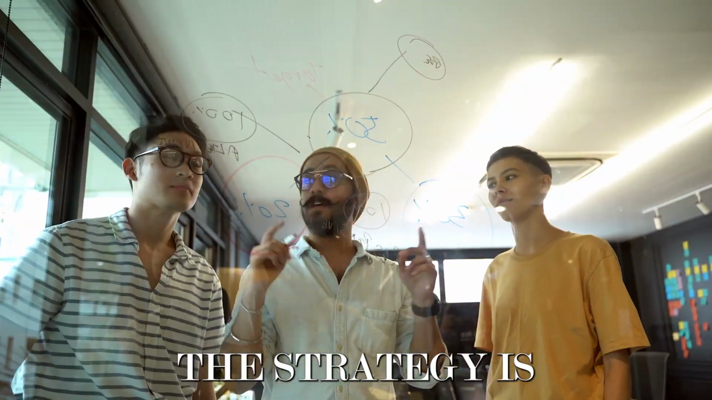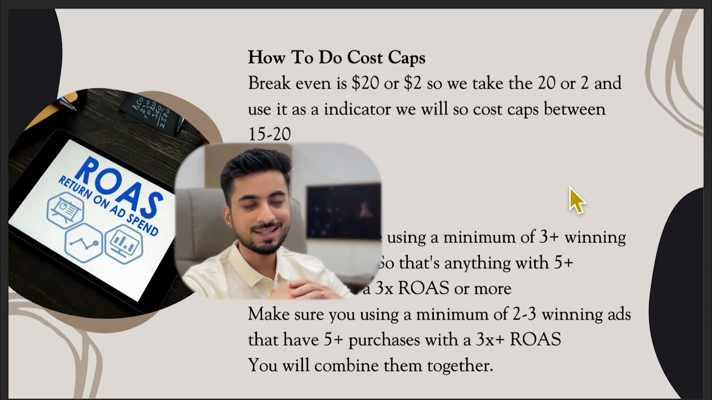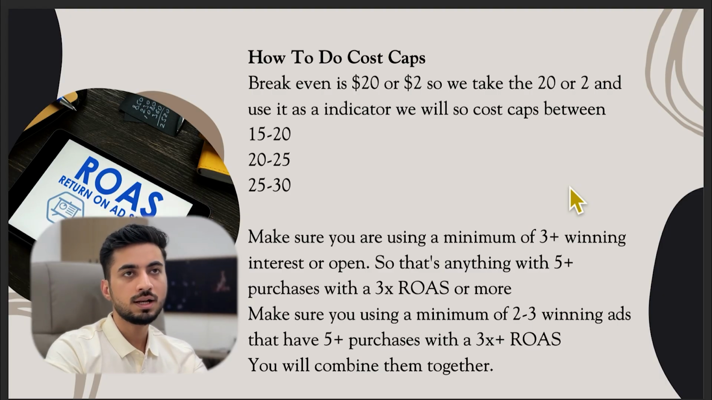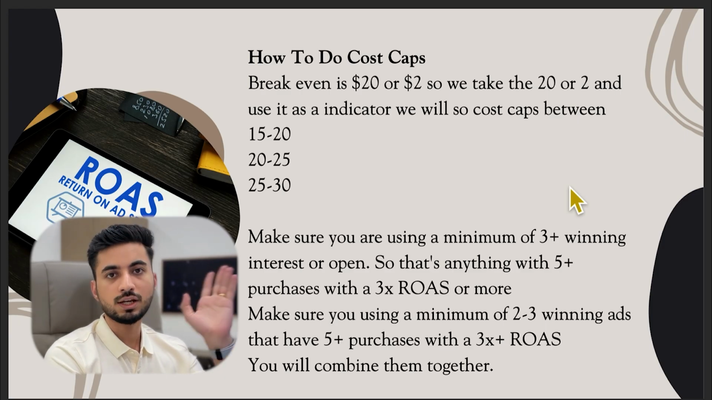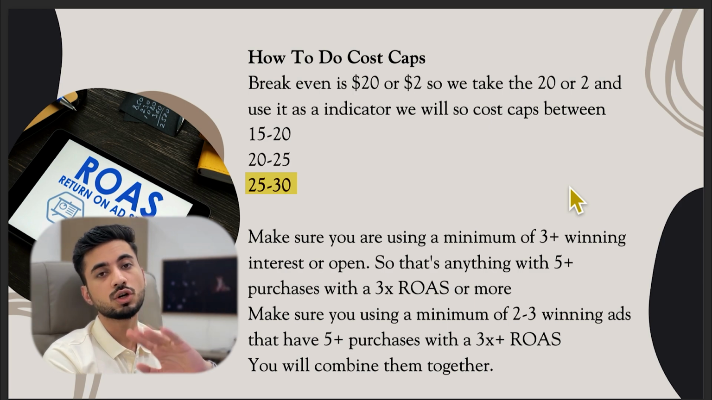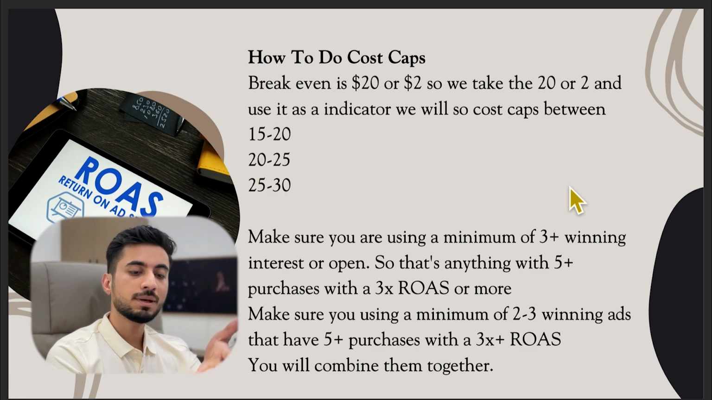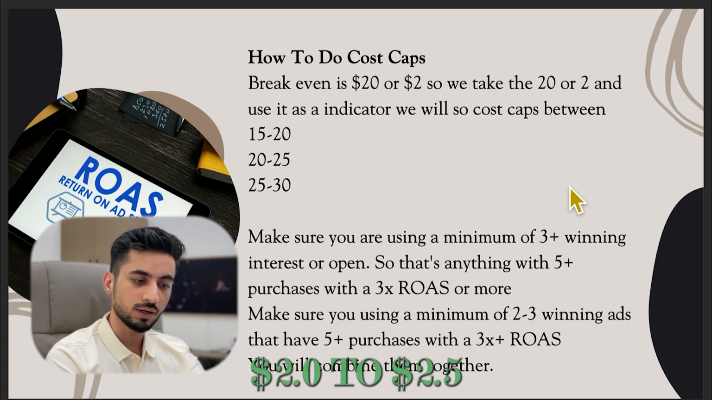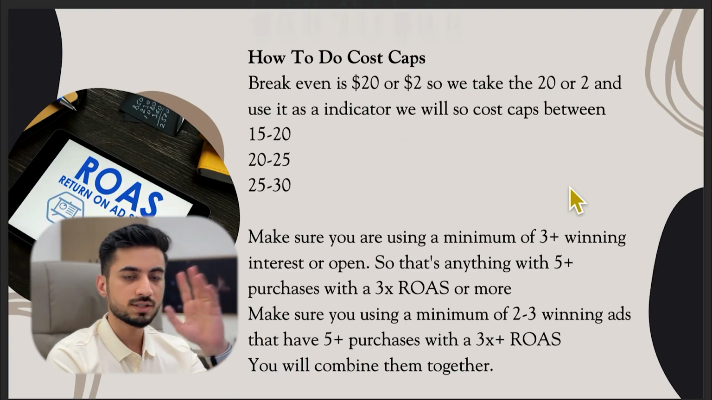First of all, if you are doing the US market or Indian market, the strategy is kind of the same. If your break even is, for example, $20, or $2 for India, we need to take 20 or 2 as a baseline indicator so that we will put the cost cap around it. For example, if your break even is $20, then we will go from 15 to 20 first, then 20 to 25 in the second trial, and 25 to 30 in the third trial. Or if you have $2, then it will go from $1.5 to $2, then $2 to $2.5, and so on.